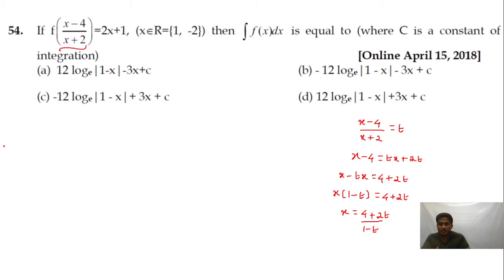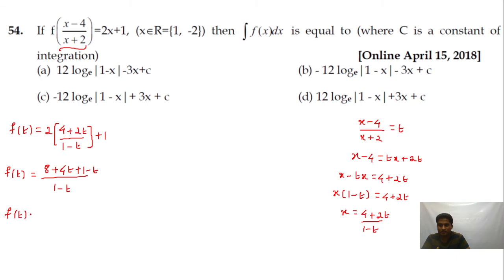So this question becomes f of t is equal to 2 into the bracket (4 plus 2t) upon (1 minus t), and plus 1. Okay, f of t is equal to, take the LCM as 1 minus t. This will be equal to 8 plus 4t, plus 1 minus t. So you get f of t is equal to (9 plus 3t) divided by (1 minus t).